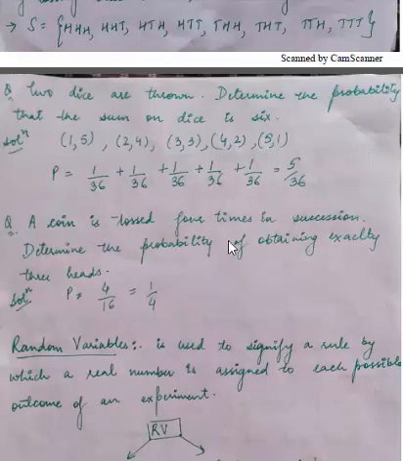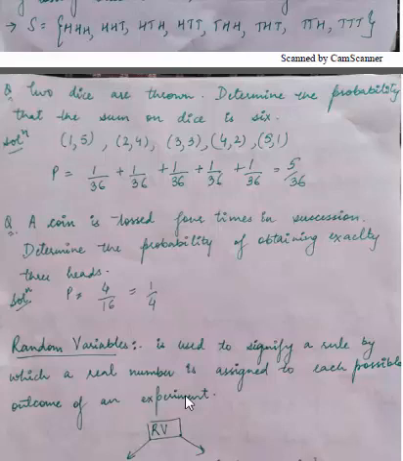Next, a coin is tossed 4 times in succession. Determine the probability of obtaining exactly 3 heads. Suppose a coin is tossed 4 times, then the probability of obtaining exactly 3 heads is 4 by 16, that is equal to 1 by 4.